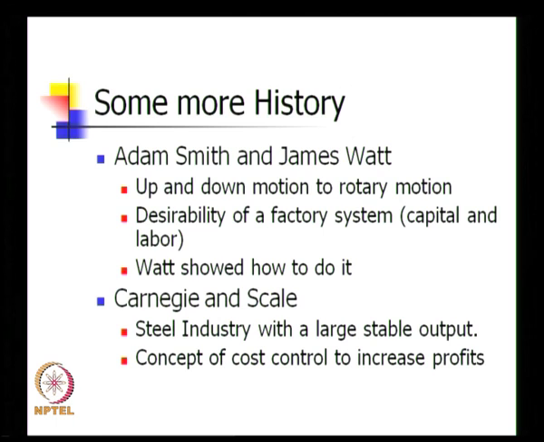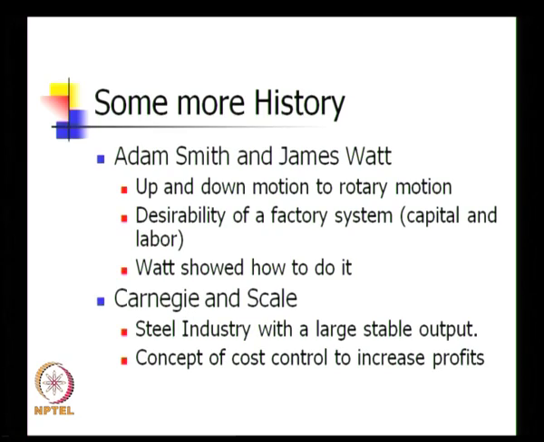So, the first one is to talk about James Watt and Adam Smith. The early part of the evolution of manufacturing was the time when man learned to convert a reciprocatory motion to a rotary motion, and around the same time with the pioneering work of Adam Smith, people understood that there is a need to have a factory type of system, and how to bring capital and labor together and make products which can be sold to people.